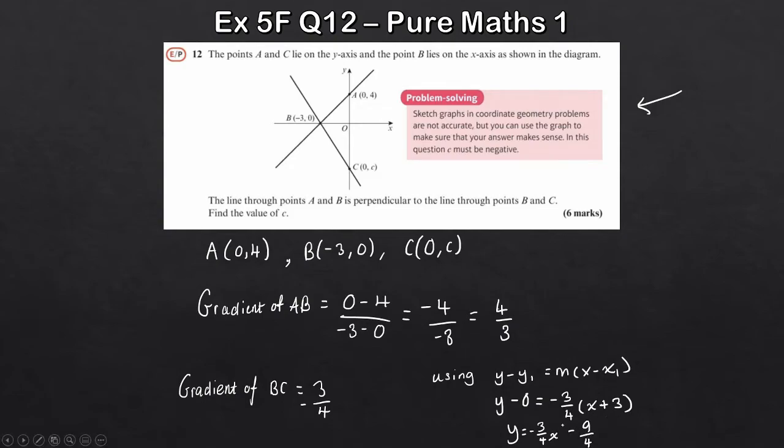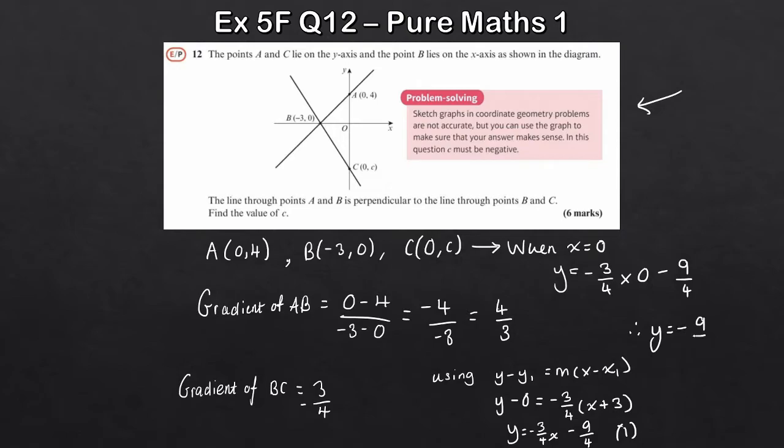And all we've got to consider here now is we've done all the hard work. We just need to consider what happens when x is 0, because that's what that point is there. So C, so this is when x equals 0. What do we get for y? Well, using now this equation down here, call it equation 1. So we sub x equals 0 into equation 1, we get y equals minus 3 over 4 times 0, which is just 0, minus 9 over 4. So what we simply get for y is minus 9 over 4.